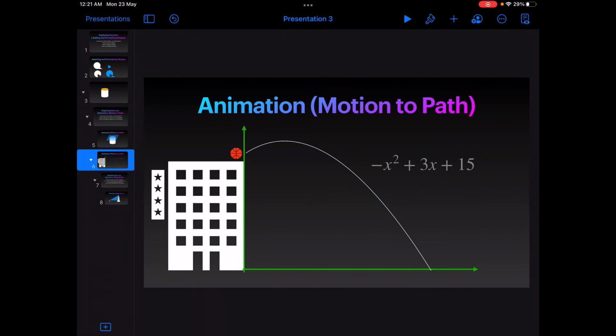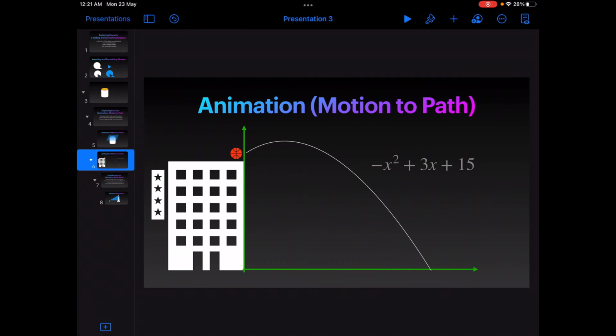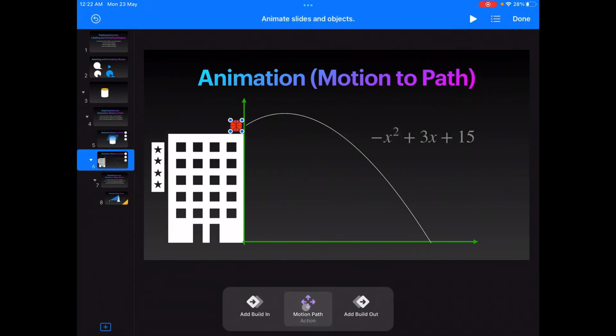But now let's take a look at this animation, and I can click on the play button to preview my animation. You'll notice that it only works after a click. So if I want the animation to work automatically, I need to select my basketball, tap on it, go to the arrow here, click animate, and the settings for the motion to path, you notice there's already a motion to path.